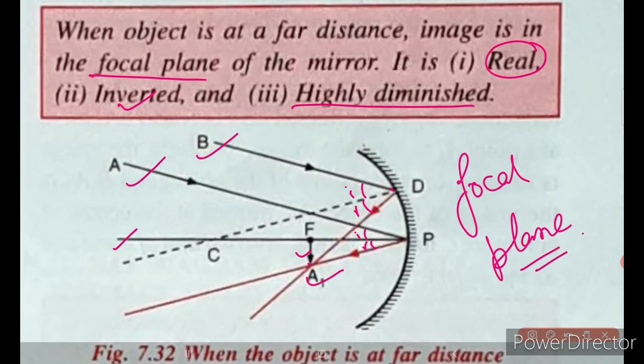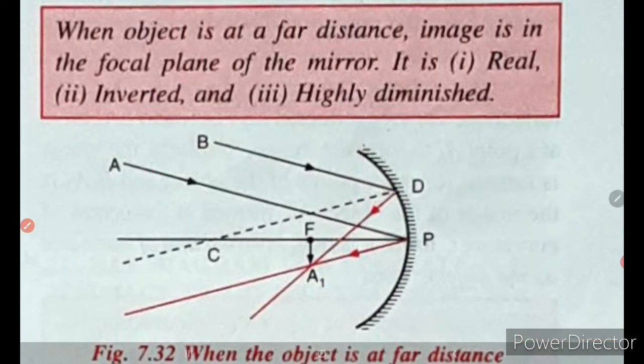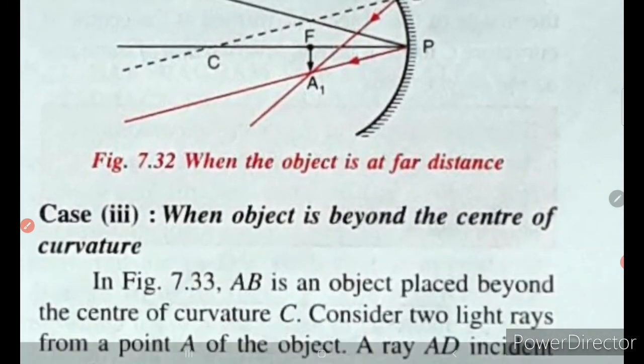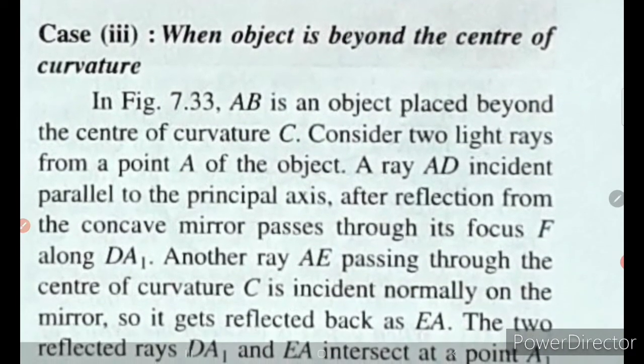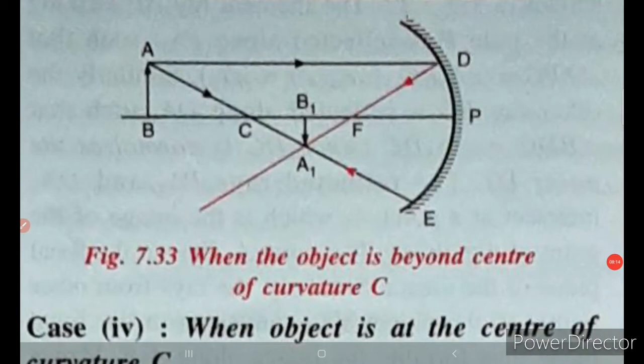Now let us go to the third case, when the object is beyond the center of curvature, that means behind the center of curvature. Let us understand the diagram and then know the nature of the image formed, and at last we can learn how to draw it also. So here is our diagram, and this diagram is using the convenient rays.